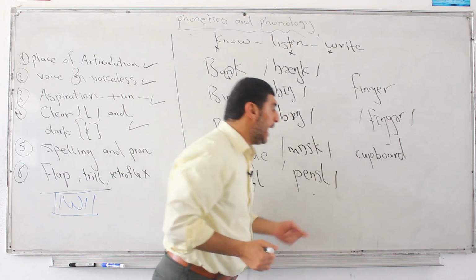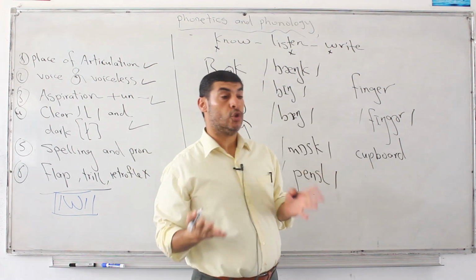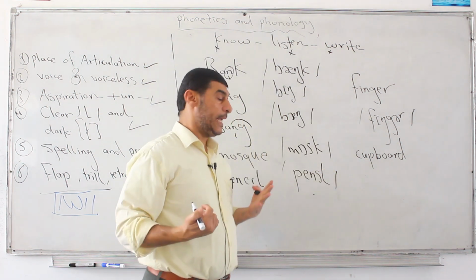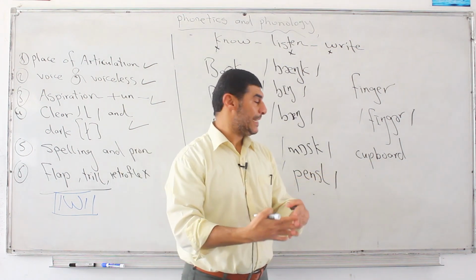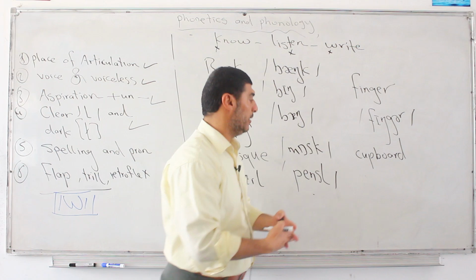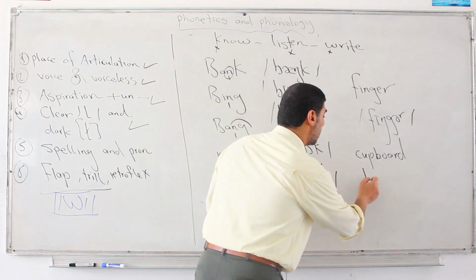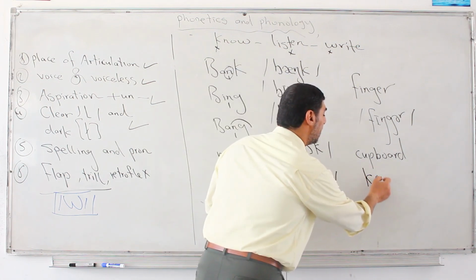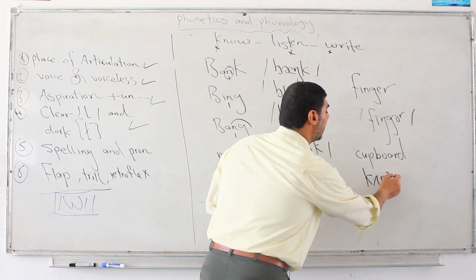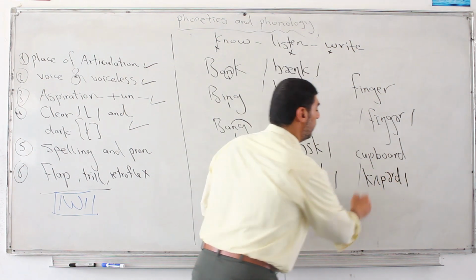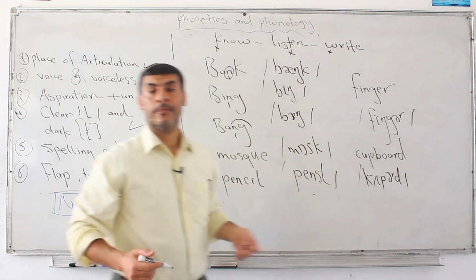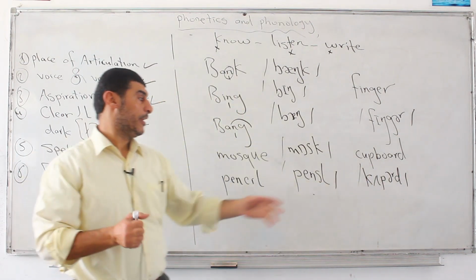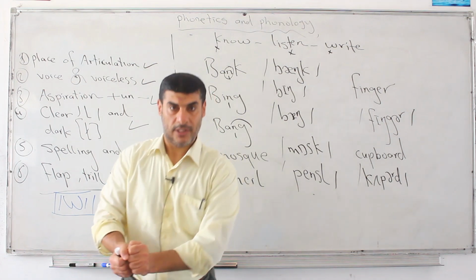Do I read it as cupboard or cupboard? So this word is a compound one, and it consists of two syllables. It's like this. Cupboard. So we have something called internal assimilation.